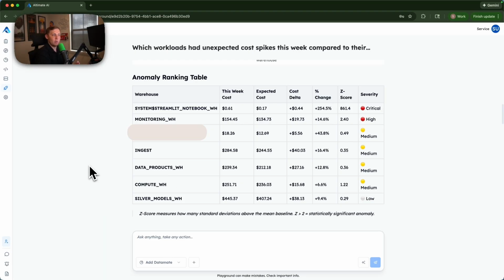So let's go look and see what that dollar amount looks like. Below that, we have a table that shows us exactly what we have here. In this table, you can see the actual dollar amounts along with that percent change.